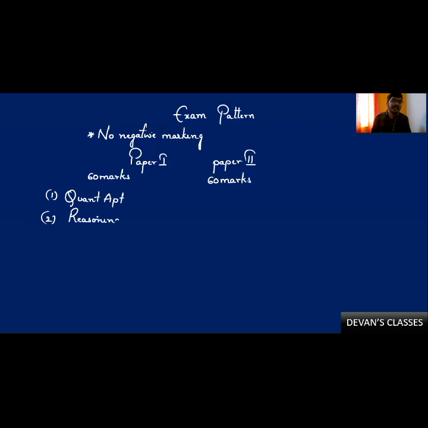Third one is competitive English, or general English, as we say. So all the grammar part, competitive English or general English. And the fourth one is GK, general knowledge. So how many marks will each subject carry? Quantitative aptitude will be for 15 questions and 15 marks.